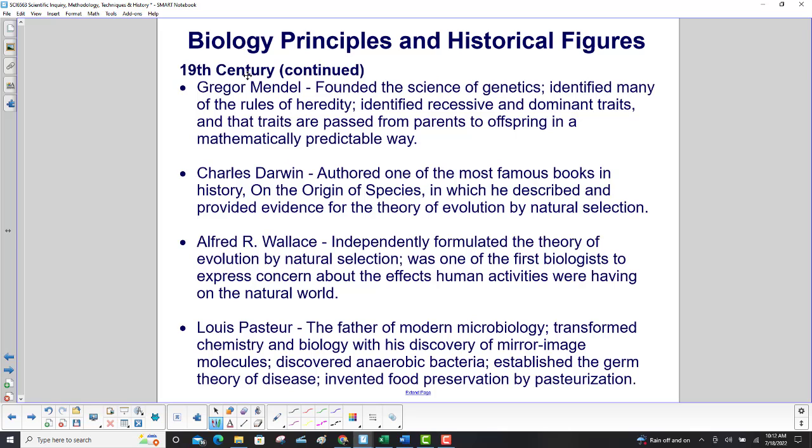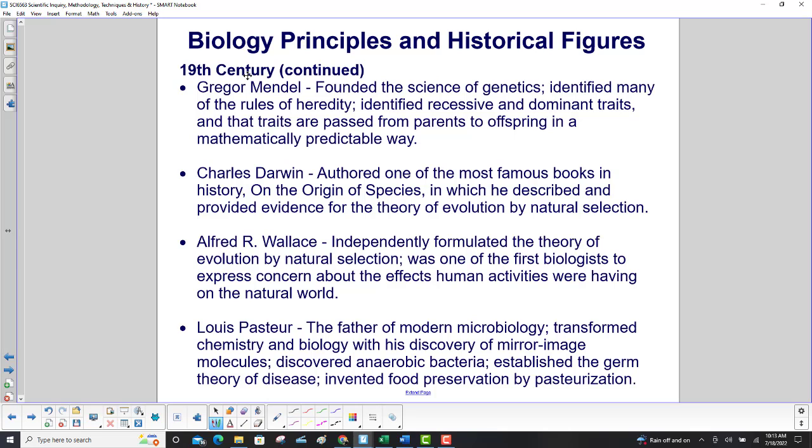19th century continued. Gregor Mendel founded the science of genetics, identified many of the rules of heredity, identified recessive and dominant traits, and showed that traits are passed from parents to offspring in a mathematically predictable way. Charles Darwin authored one of the most famous books in history on the origin of species, in which he described and provided evidence for the theory of evolution by natural selection.